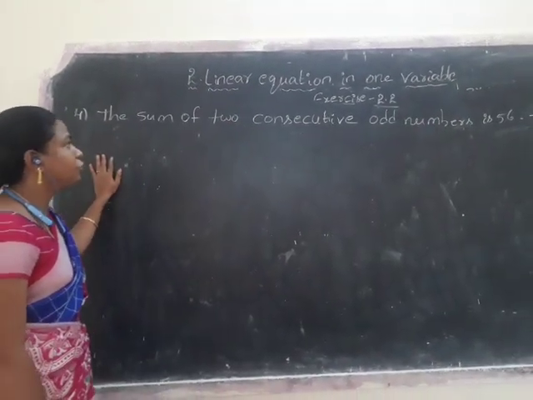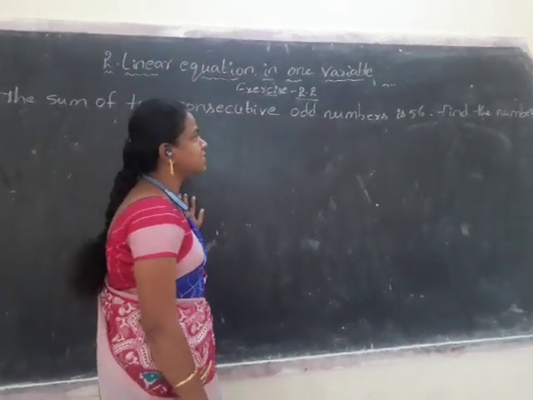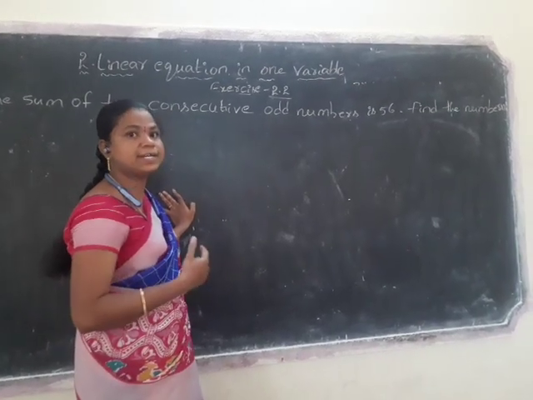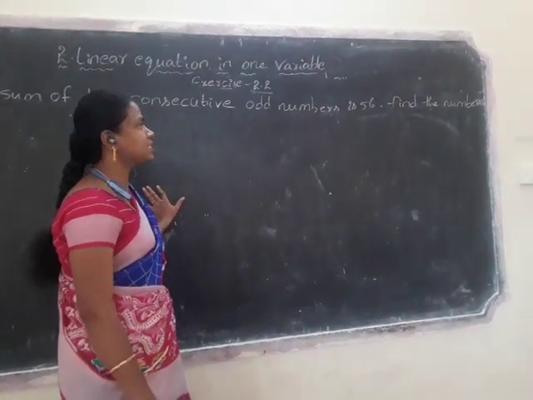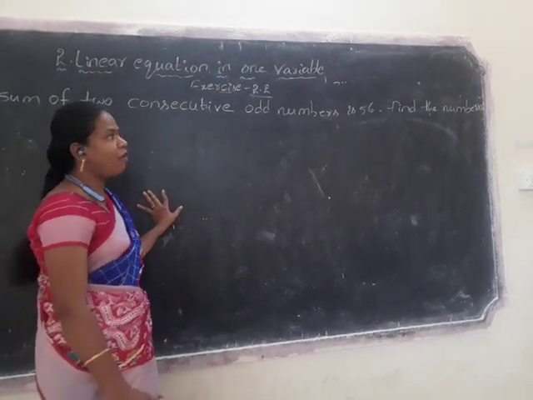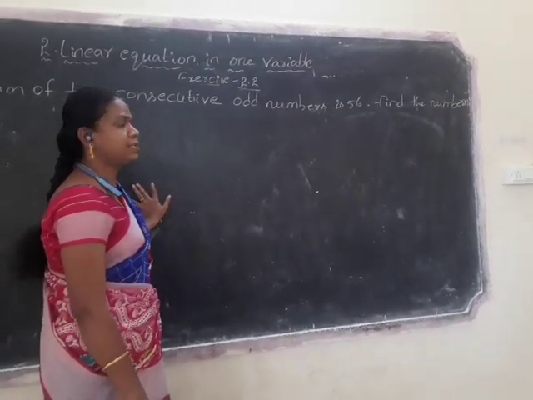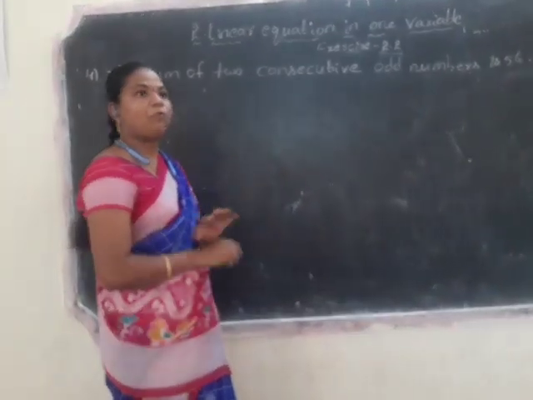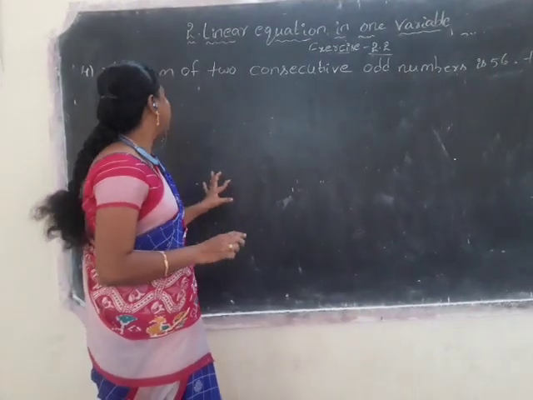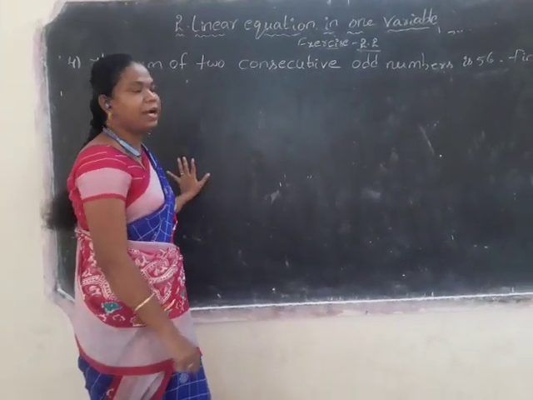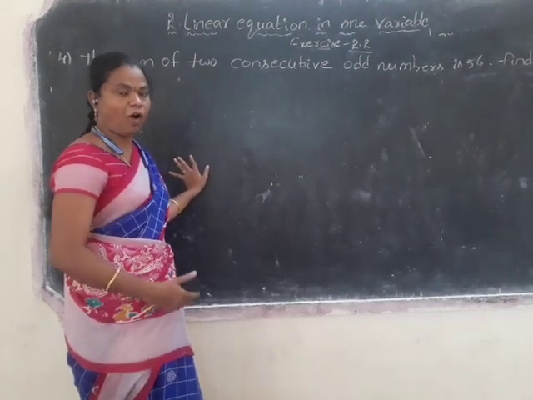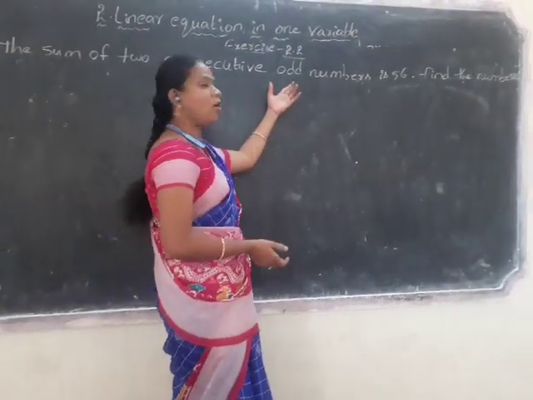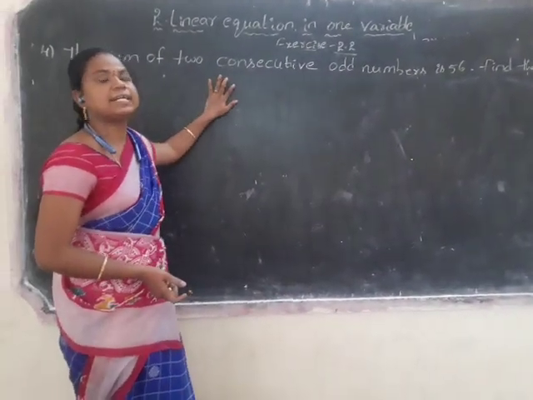The sum of two consecutive odd numbers is 56. Find the numbers. Okay students, here we don't know two terms: one is consecutive and another is odd numbers. I think odd numbers we already know from lower classes. So we learn only the meaning of consecutive.